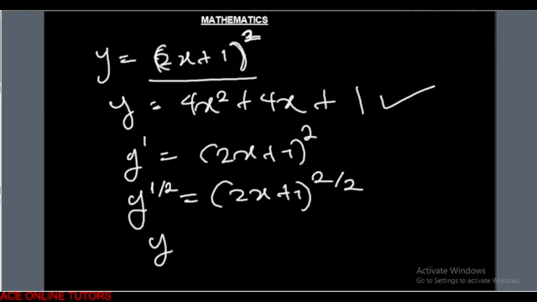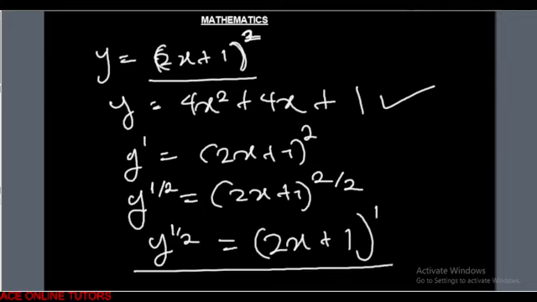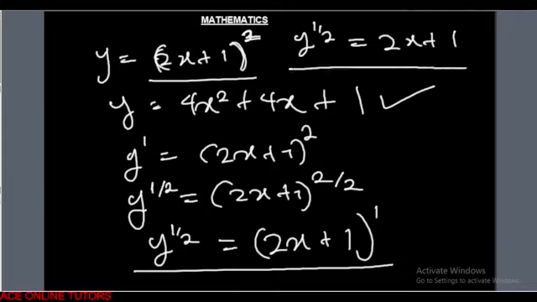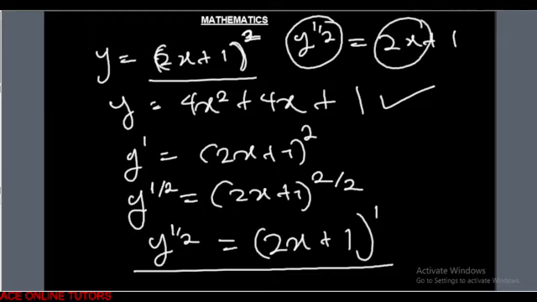So that you now have y raised power 1 over 2 equals 2x plus 1 raised power 1. This is the same thing as saying y raised power 1 over 2 equals 2x plus 1, because it's just raised power 1. If anything is raised power 1, you don't need to put it. So this is what you are going to have. You can say it has 3 terms. So this is 1, 2, and 3.